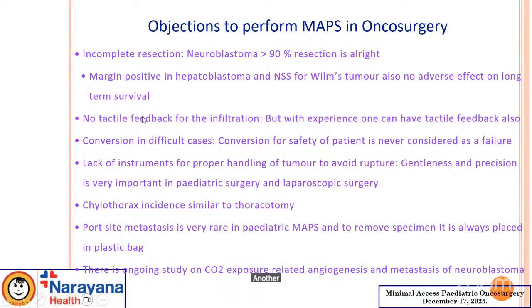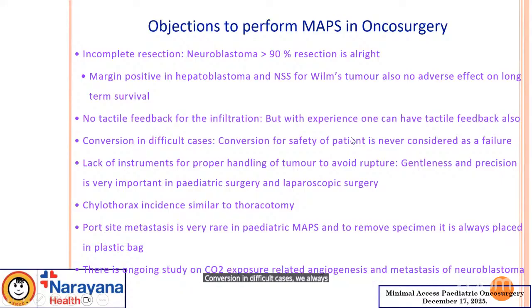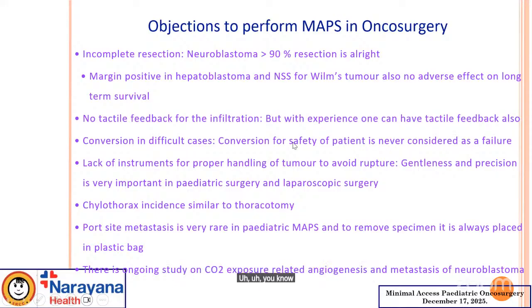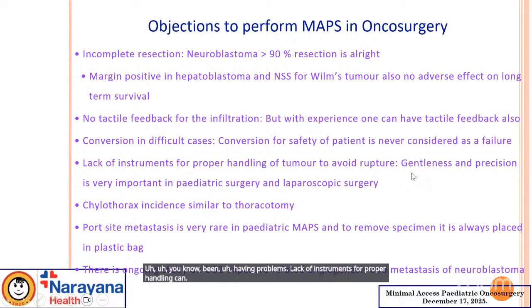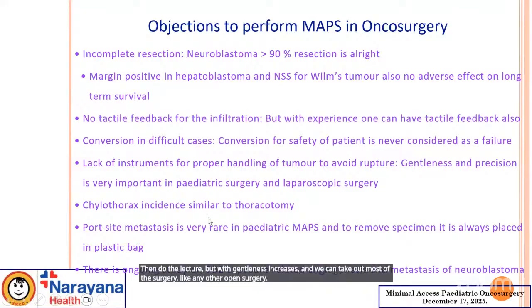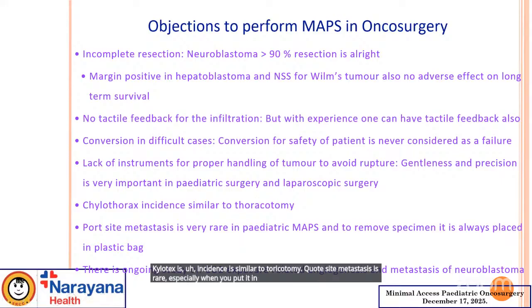Another objection is there is no tactile feedback for the infiltration. But with experience, one can get tactile feedback through instruments. Conversion in difficult cases, we always do, because safety is more important than having problems. Lack of instruments for proper handling can cause rupture, but with gentleness and precision, we can take out most of the tumors like in any other open surgery. Chylothorax incidence is similar to thoracotomy. Port site metastasis is rare, especially when you put the specimen in a bag, and that is the norm.